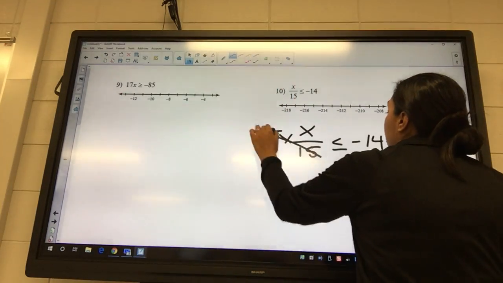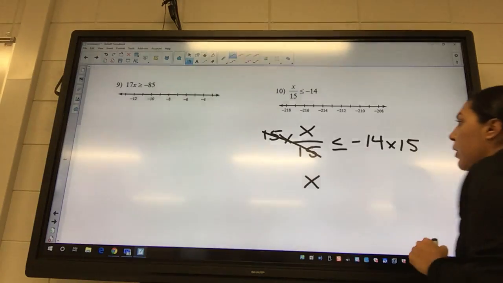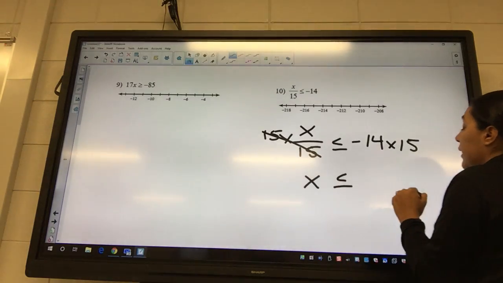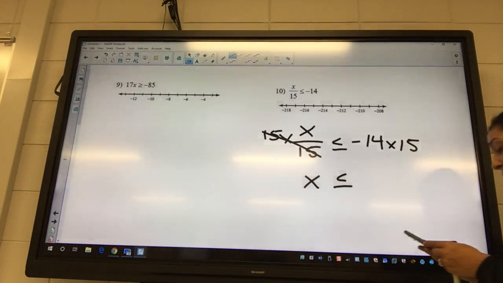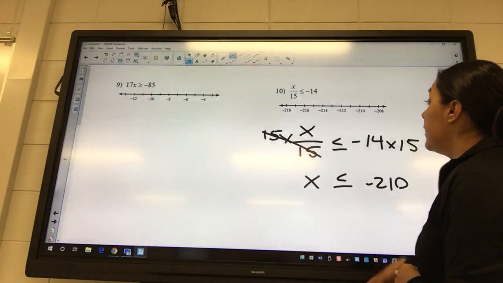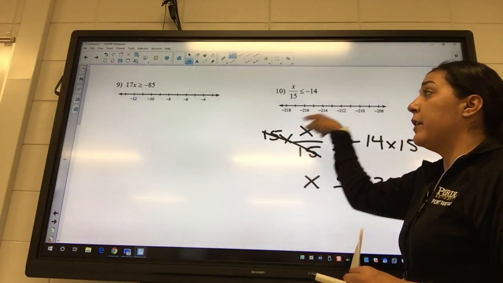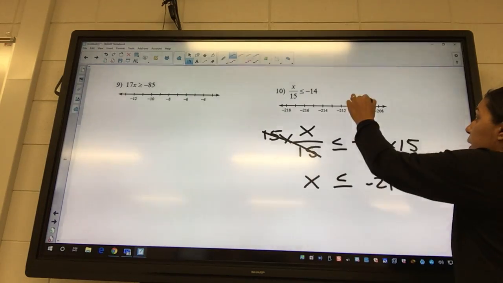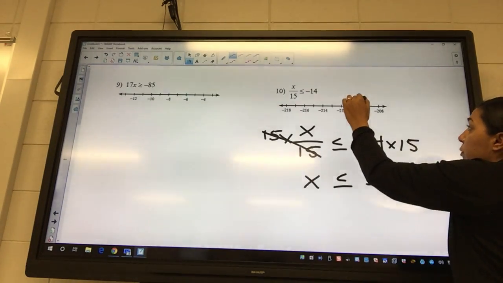So we're going to cross these out. So you got x. Did we multiply or divide by a negative? We multiplied. But was it negative? Oh, for 15? No, so we don't need to flip our sign. Then 14 times 15 is going to be negative 210, and that's on our list of numbers. So once again, same thing: if it's not even anywhere on your number line, then you know you did something wrong. So the negative 210 should be a closed dot, and the arrow should be going to the left.